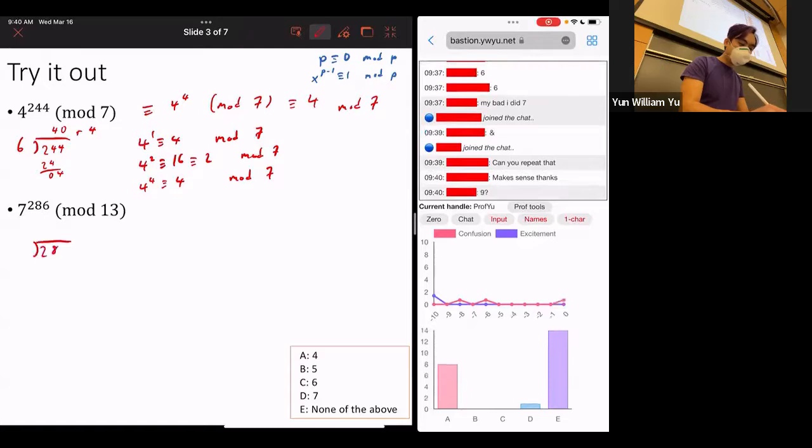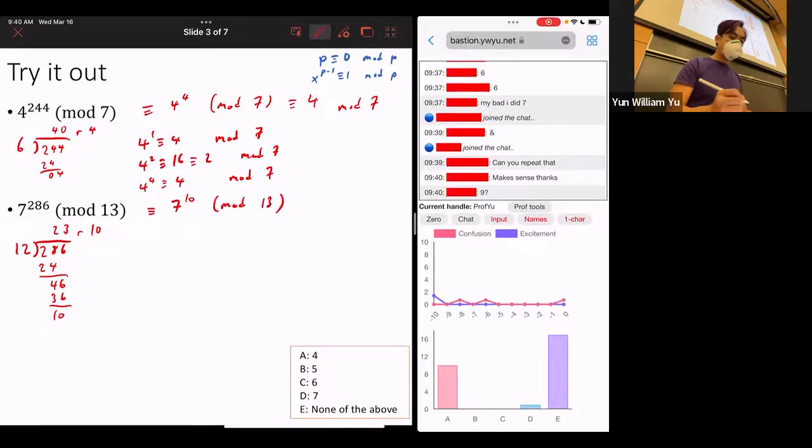So 286 divided by 12, right? Because you're taking the exponent, you're dividing by 12 and finding the remainder. That's 2, that's 24, 46. Well, what's 46 divided by 12? Well, that's 3, so that's 36, remainder 10. Okay, so this entire thing is congruent to 7 to the 10 mod 13, right? Okay, well, what does that equal?